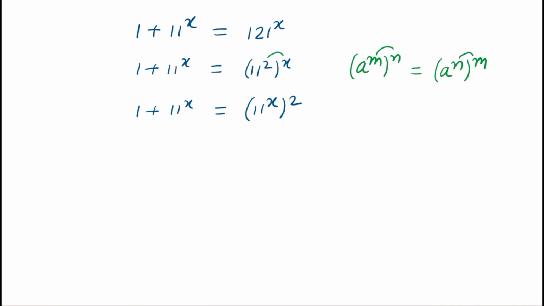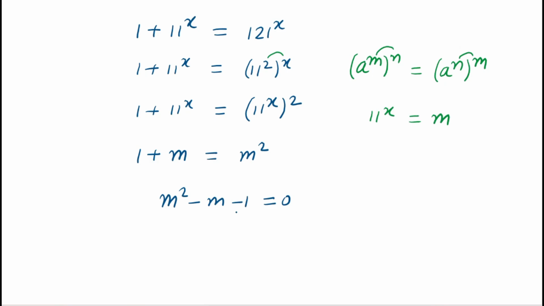Now here we will apply substitution. If we substitute 11^x = m, then on the left hand side, 1 plus 11^x is replaced by 1 + m, and 11^x on the right is replaced by m². Now if we take all the expressions to the same side, then m² - m - 1 = 0.